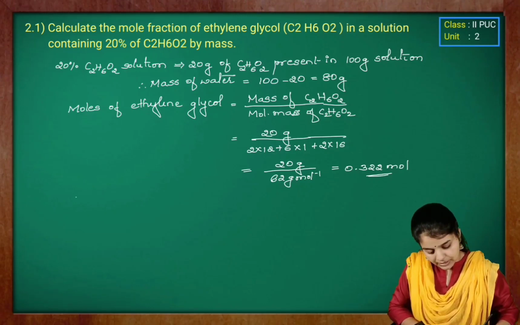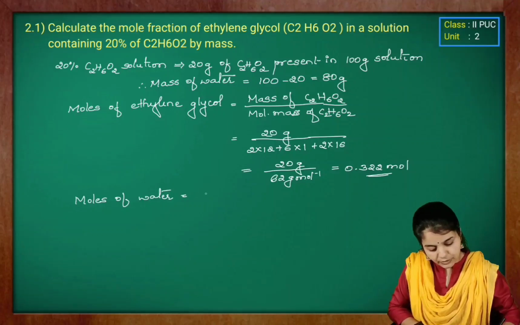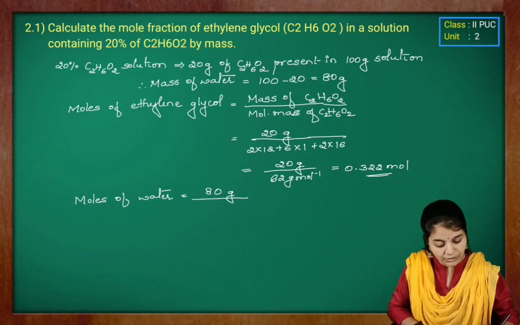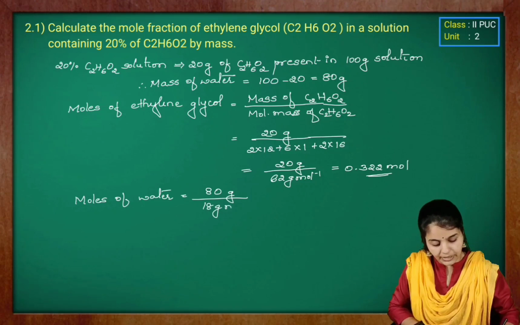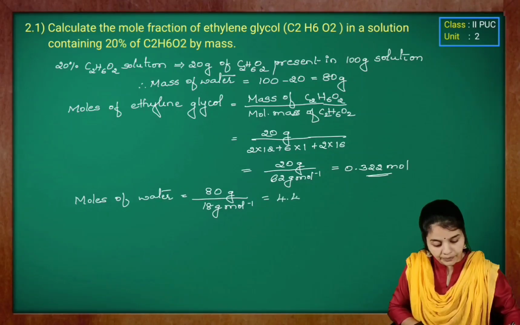Now we need to calculate moles of water. So number of moles of water is mass of water divided by molar mass of water. So in the solution we have 80 gram of water, and for the molar mass of water, we have 2 hydrogen and 1 oxygen. So it is 2 plus 16, that's 18 gram per mole. So 80 divided by 18, that is 4.444 moles.